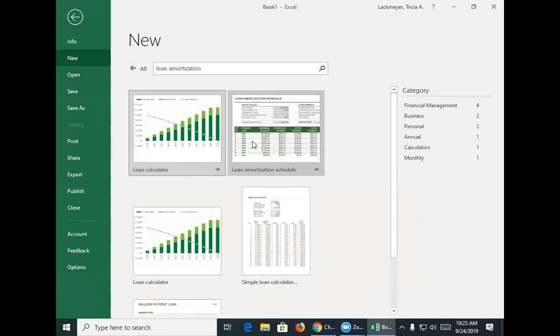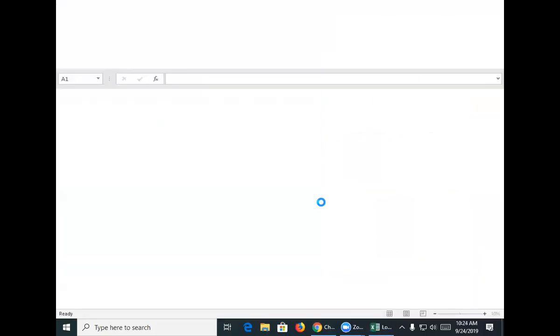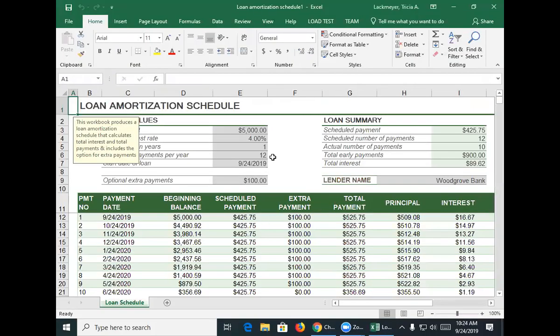Let's see, I think this one's a good one. There's this loan amortization schedule template. I can download it. Notice it already has information in it, but I can change these values and it'll give me my loan amortization schedule. Okay. I know, right?